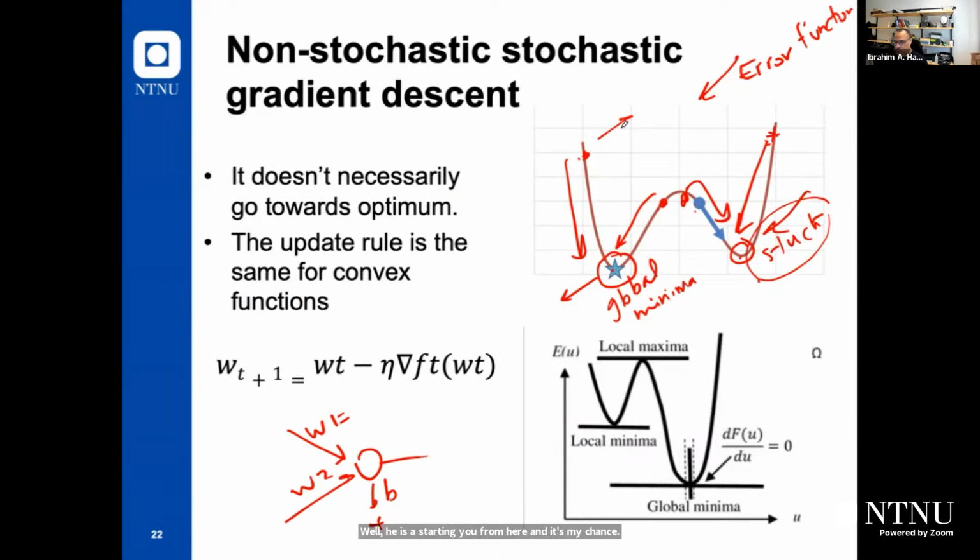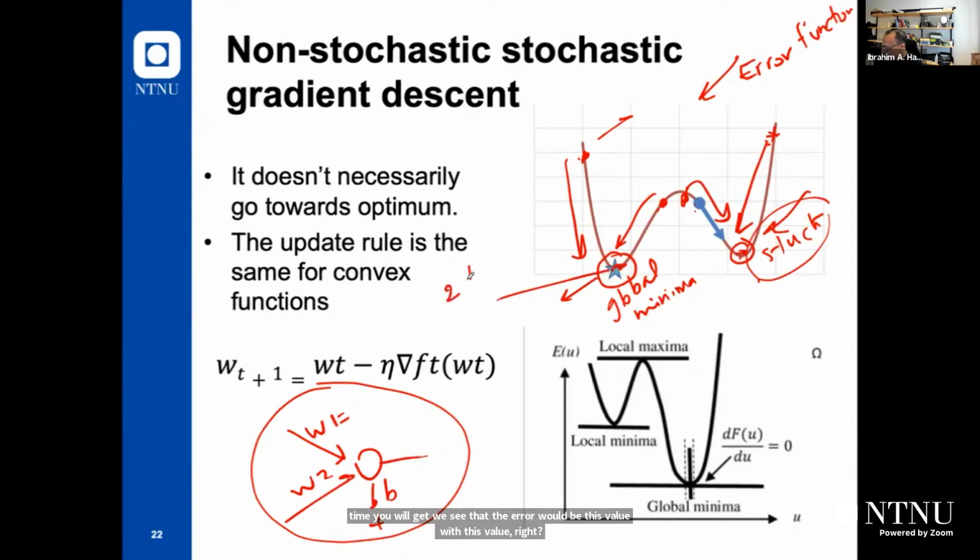Maybe if you train your model one more time, one time you will start from here. So how do you discover that your error function is complex and non-convex? By training your model several times. You can, for example, say, okay, I will train my model 10 times. So I will initialize my weights with 10 different random sets, right? Each time you will get the error. We see that the error will be this value or this value, right? So maybe the error here will be 2%.